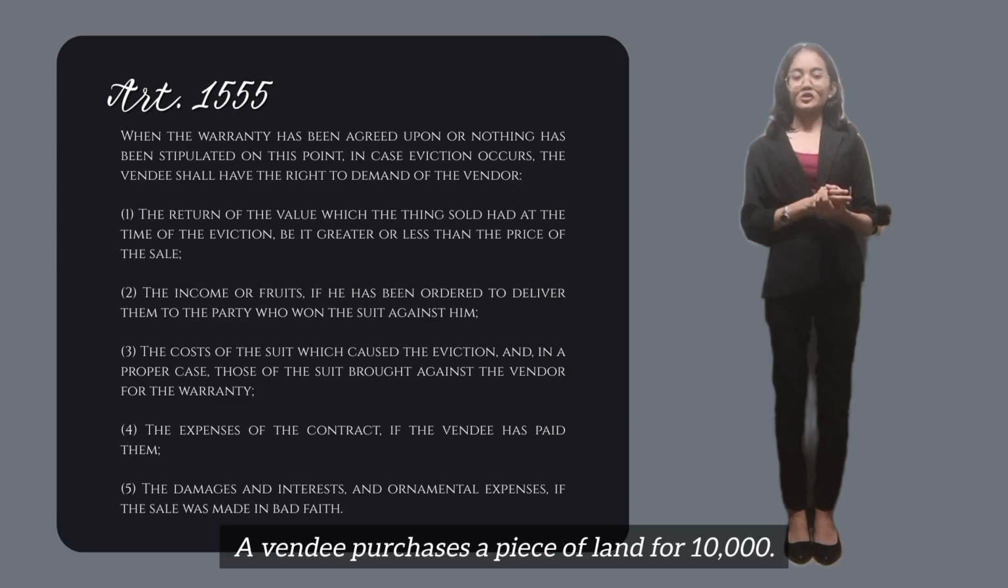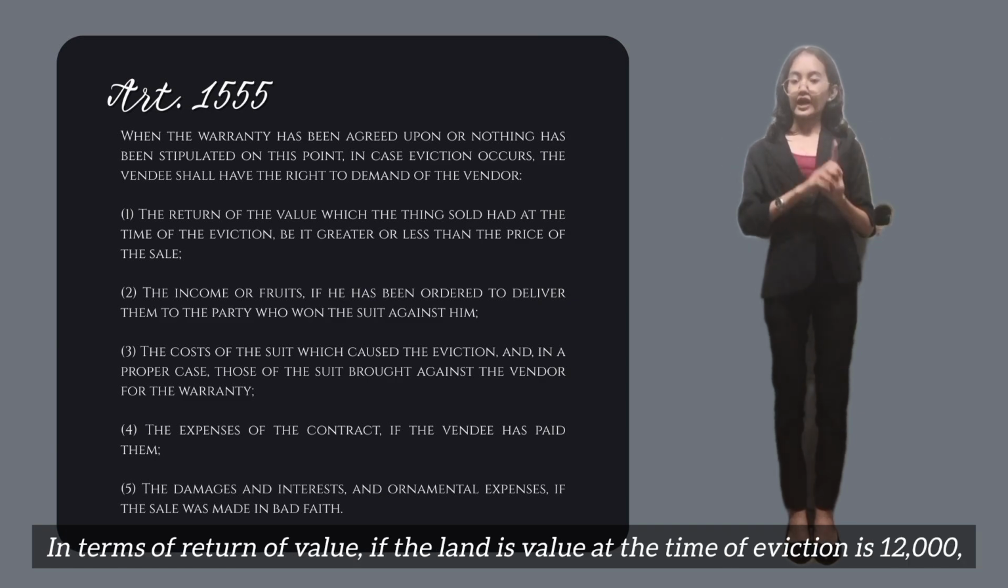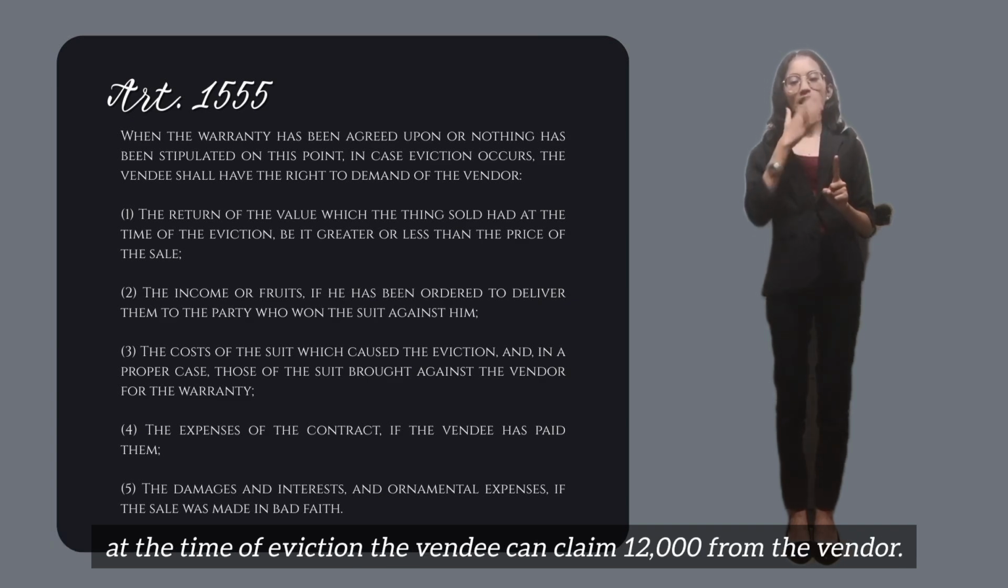An example: a vendee purchased a piece of land for 10,000 pesos and later they are evicted because the vendor did not have the right to sell the property. In terms of return of value, if the land is valued at 12,000 pesos at the time of eviction, the vendee can claim 12,000 pesos from the vendor.